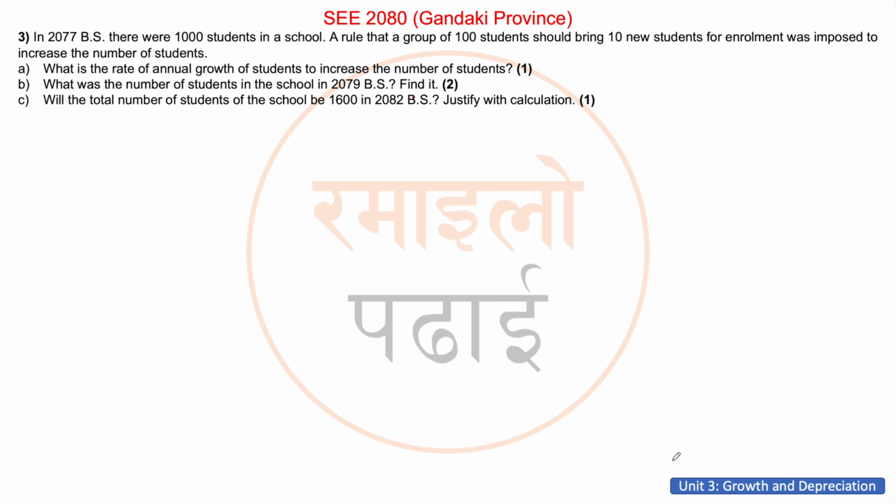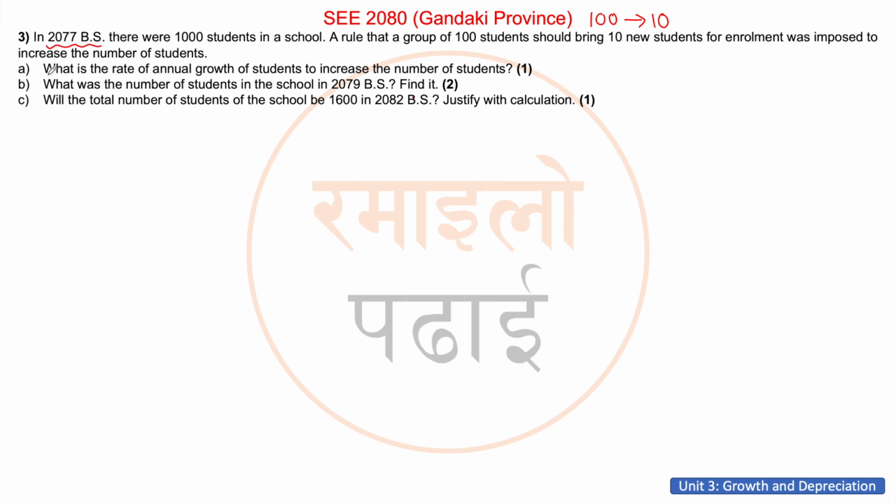Today we are going to solve a question from Unit 3, Growth and Depreciation, that was asked in SEE 2080 by Gandaki Province. In this question, it is given that in 2077 BS, there were 1000 students in a school. Please keep in mind that the year is 2077. A rule that a group of 100 students should bring 10 new students for enrollment was imposed to increase the number of students. That means every 100 students must bring 10 new students.